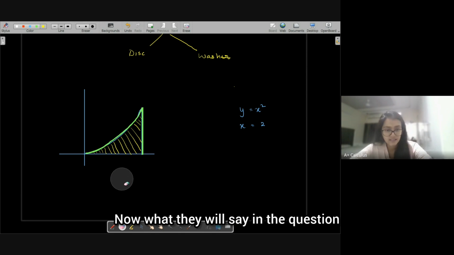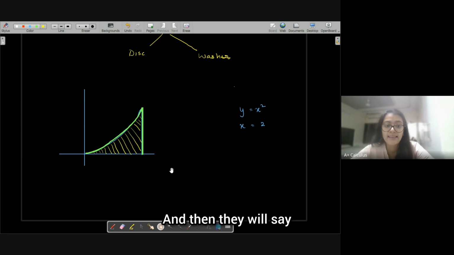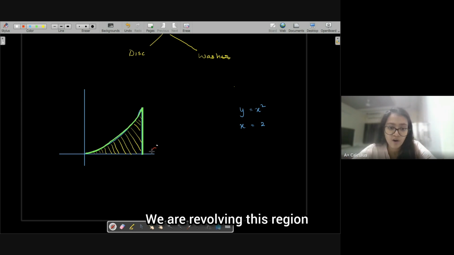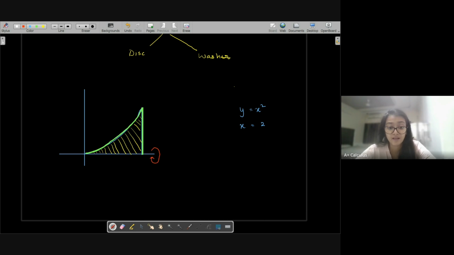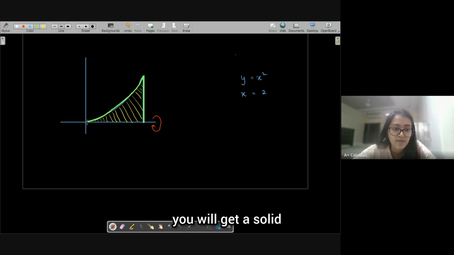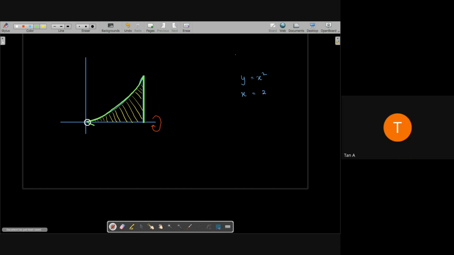Now what they will say in the question: they'll give you the curve, so you draw the curve, and then they will say that we have to revolve this region. Now you have this region. We are revolving this region about the x-axis. So when you revolve this region about the x-axis, you will get a solid, and you have to find out the volume of that solid. So you know what shape you will get?